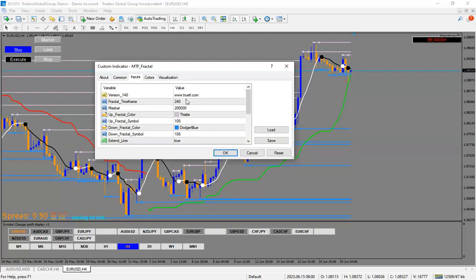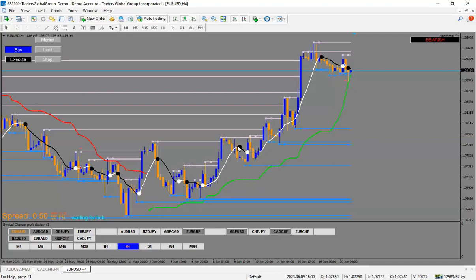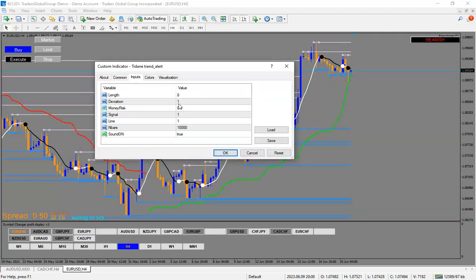So this 4-hour time frame fractal is 240. Then this is the setting of my today alert.